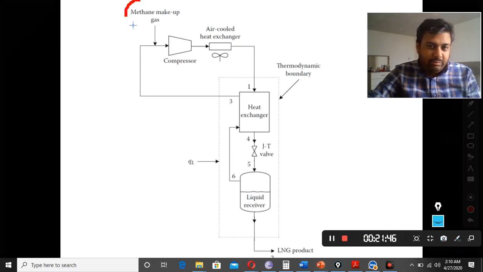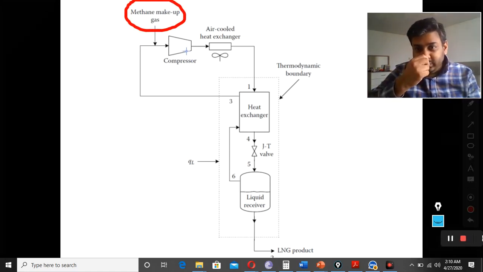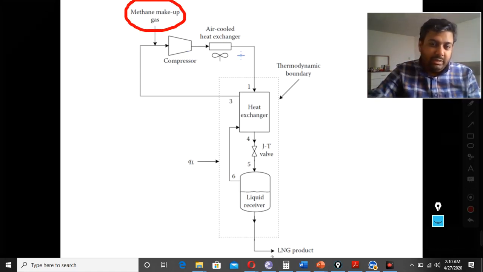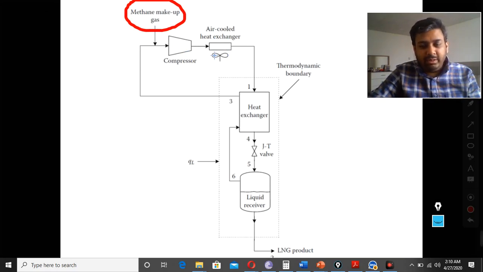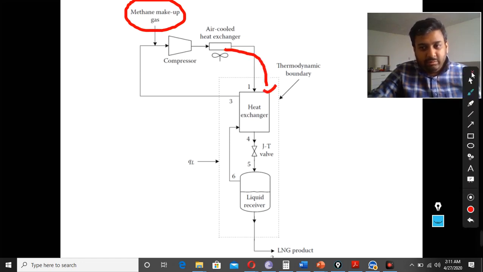When the gas is coming from the wells, it is compressed because it needs pressure. So we compress this gas, and then it is air cooled, because when we compress it, it gets the heat and becomes very hot. So we use air heat exchangers, and then the gas becomes cooler. When this gas comes inside here, we have another step, which we will talk about.